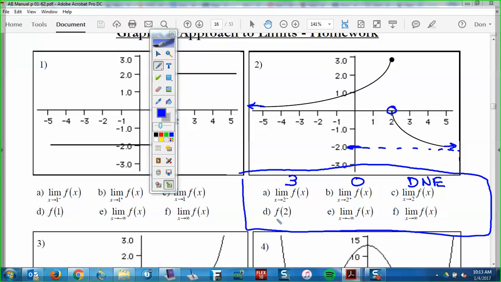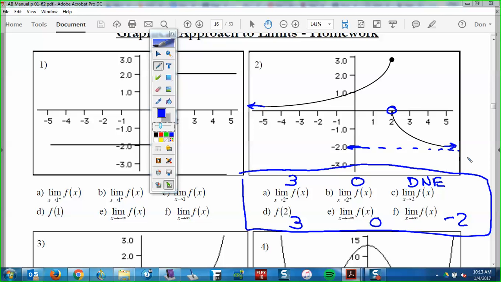Okay, what's f of 2? That's this output right here. If it were filled in down here and not up here, it'd be 0, but it's 3. X approaches negative infinity: 0. This car is coming down here towards negative infinity, it's heading down towards the y value 0. This one? Negative 2. So as x goes out to positive infinity, it's approaching negative 2.